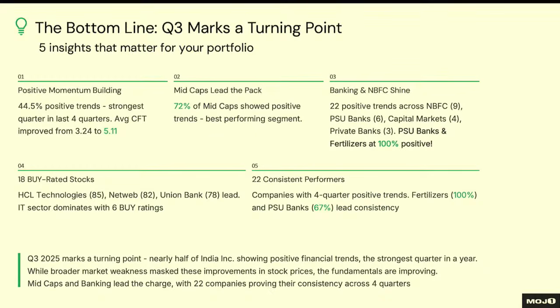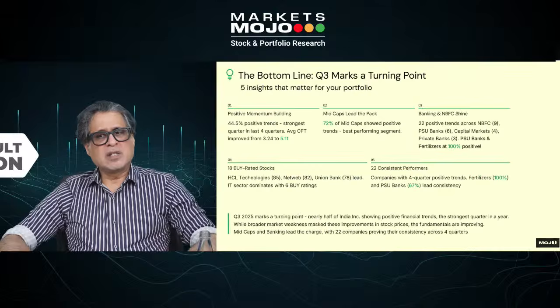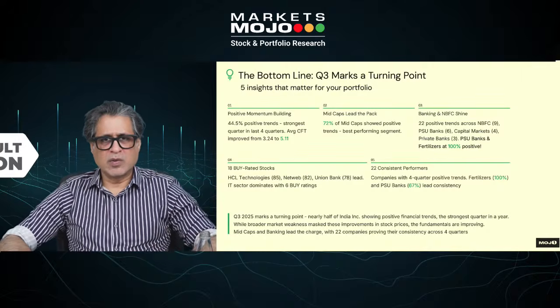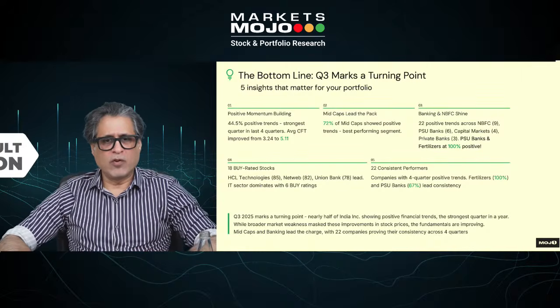Banking and NBFC both are looking strong. 22 positive trends across NBFCs, 9 in NBFCs, 6 in PSU banks, capital markets 4, private banks 3, PSU banks and fertilizers are all 100% positive. So NBFC and banking are still shining a lot in this particular quarter as they were in the last quarter as well. They're continuing their performance.